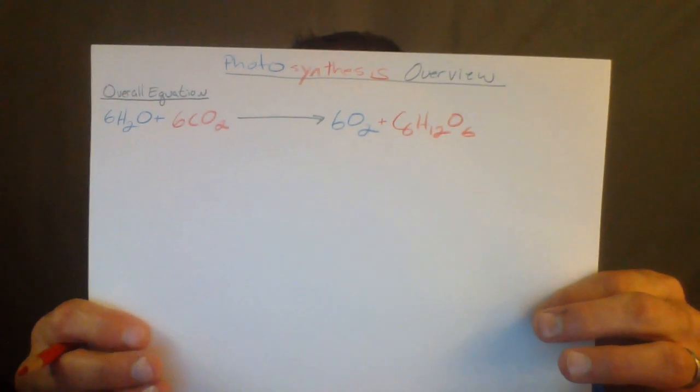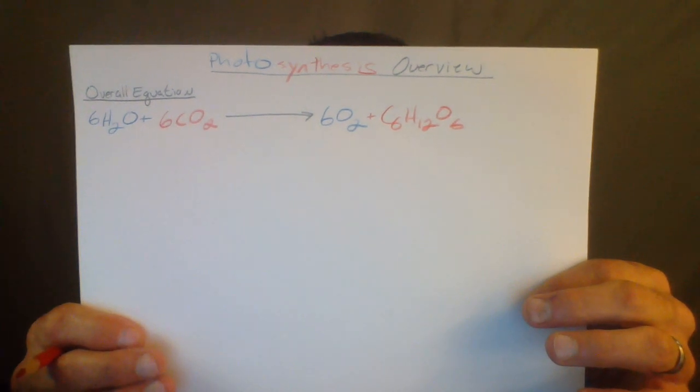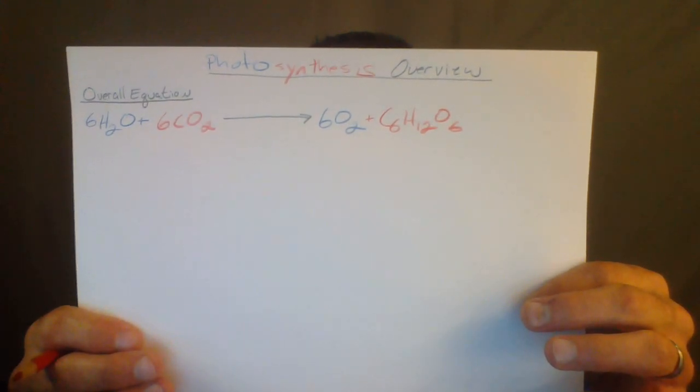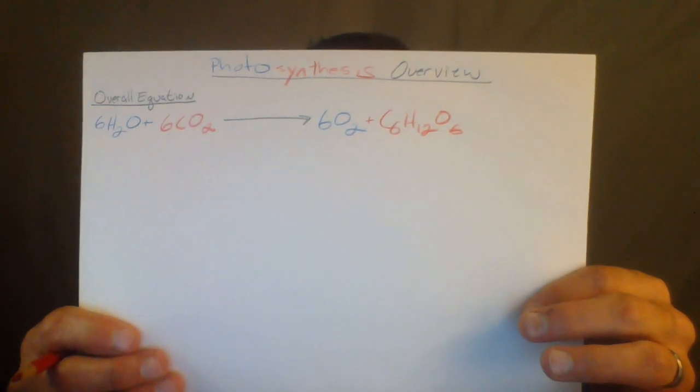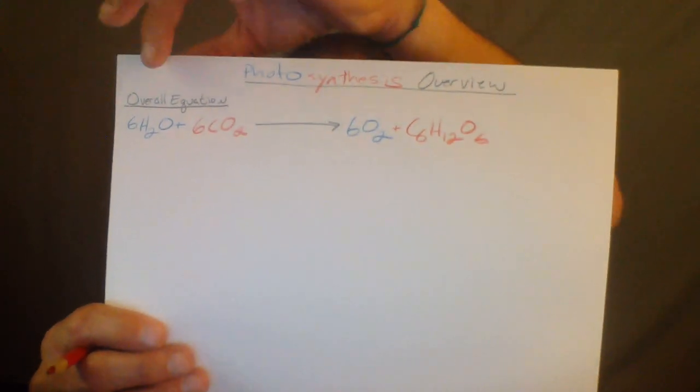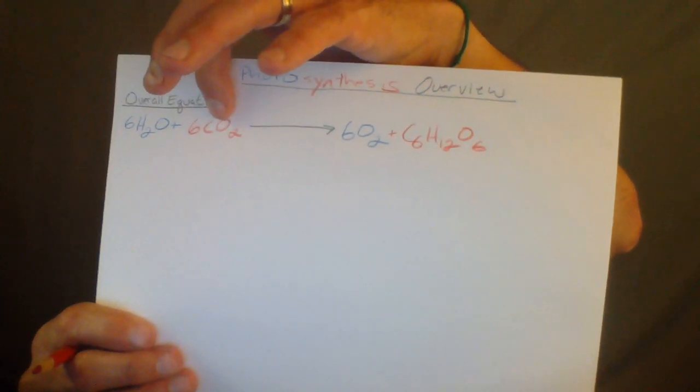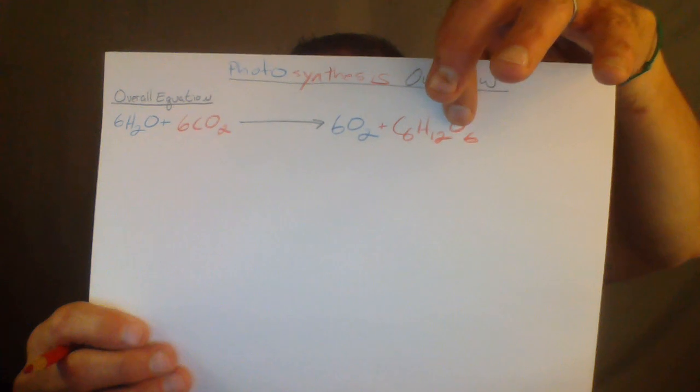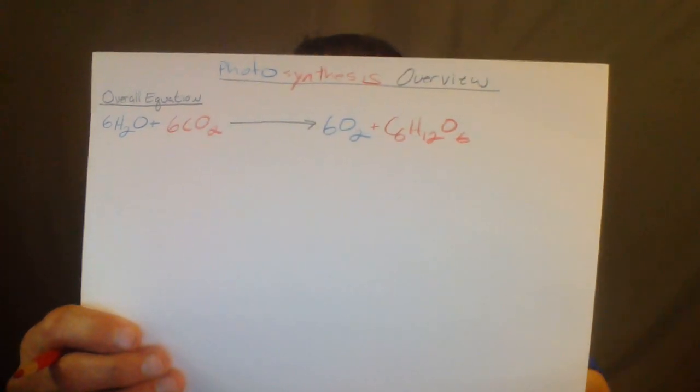And then I'm going to take my black and I'm going to draw an arrow. And then I'm going to write 6O2. I'll show you this in just a second. Plus C6H12O6. Okay, so there is my overall equation. 6 waters plus 6 carbon dioxides yields 6 oxygens and sugar. Now you've known since you were a kid that plants need water, air, they give off oxygen, and they make food in the form of sugar. Well, now we're just getting down to the specifics of it.